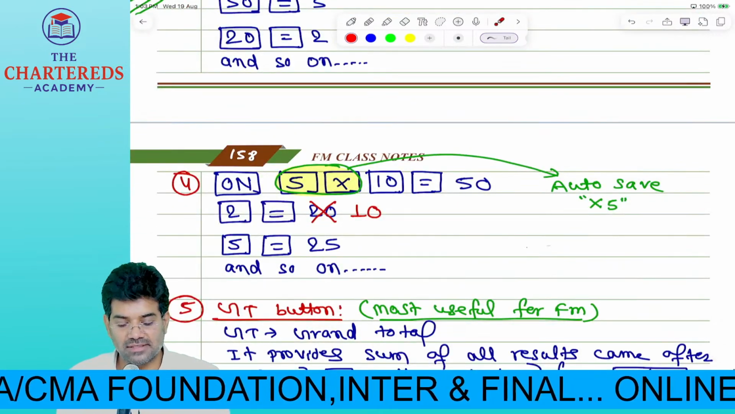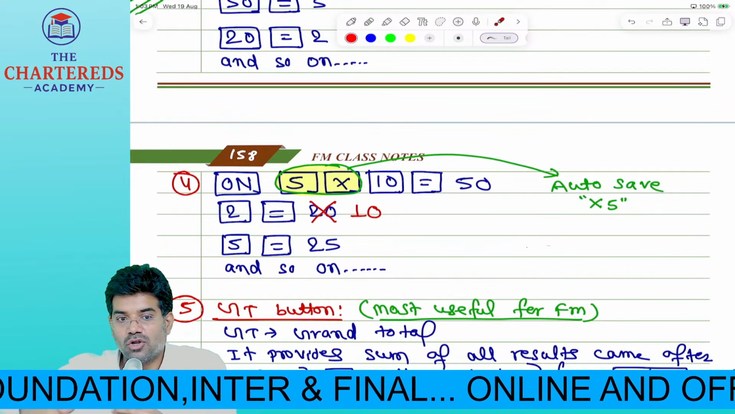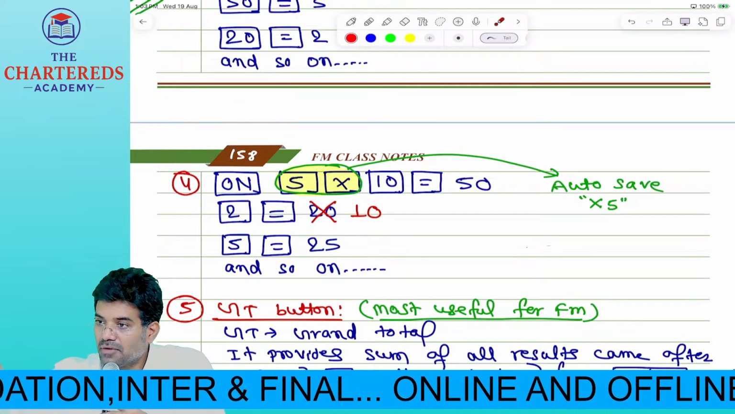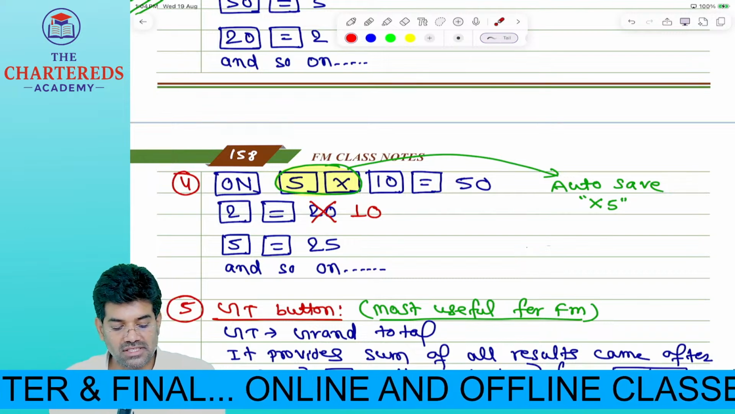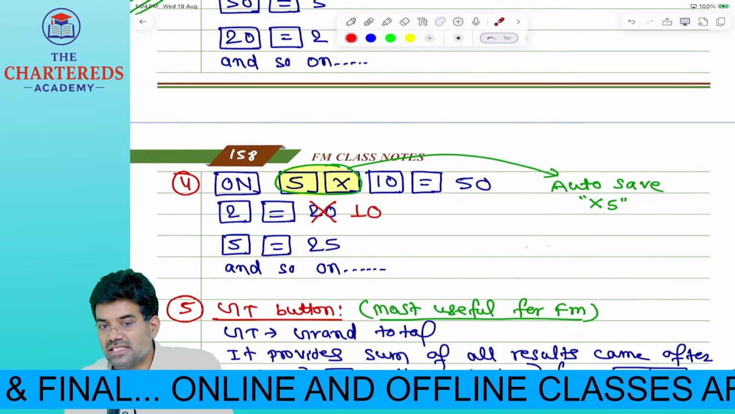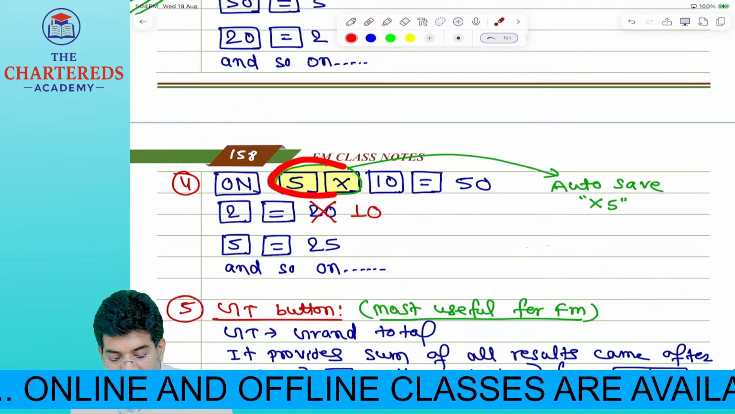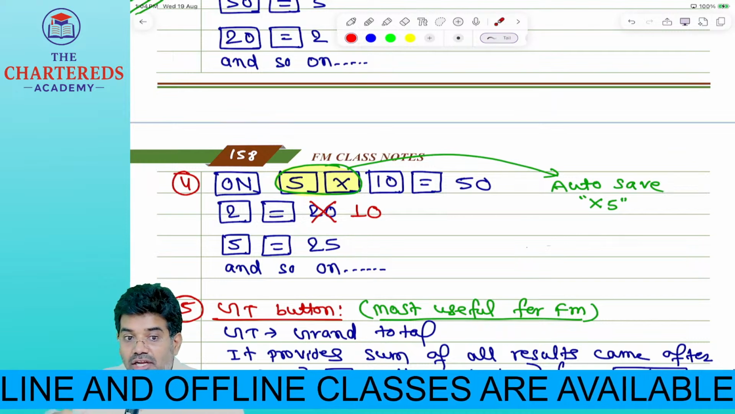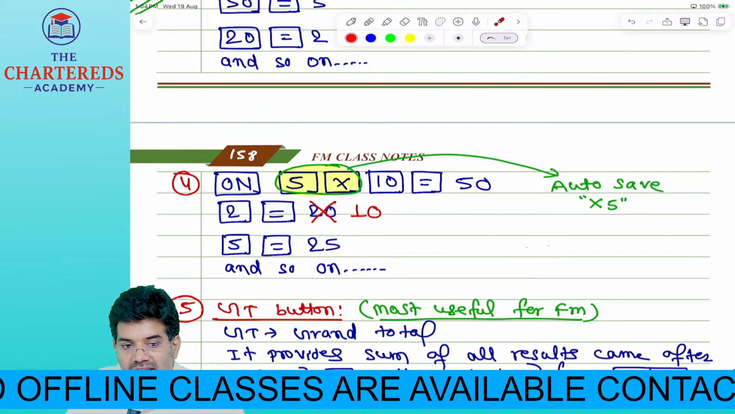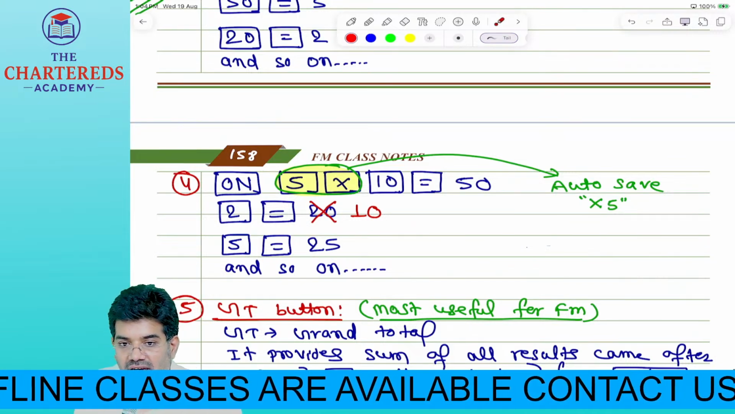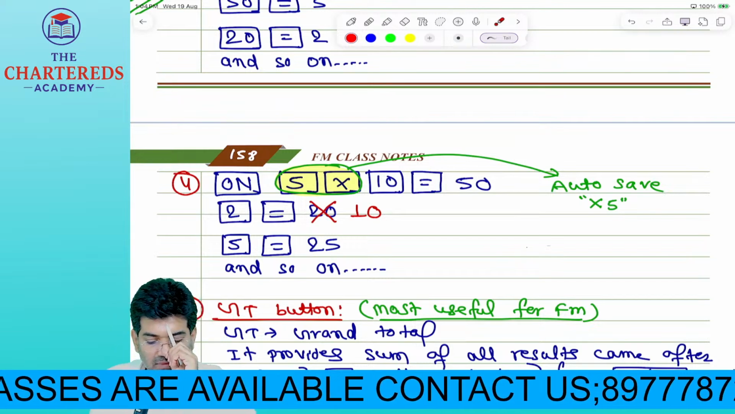See, for the multiplication case, the multiplication number should always come first. Whichever number you want to multiply repeatedly, that number you should press first. Now 5 into 10, all clear? First 5 into 10. In this case, your calculator will take the first digit only in its memory. So 5 is in memory. Now if you want to multiply any number with 5, say for example 2 into 5, how much? 10. Now press 2 equal to, how much are you getting?